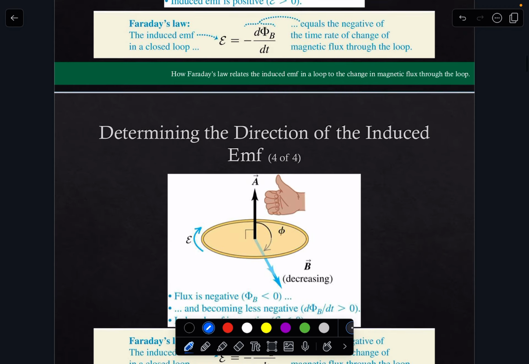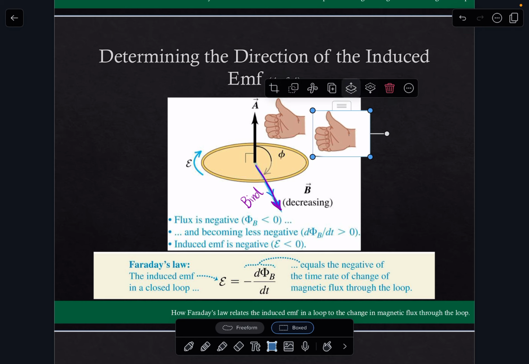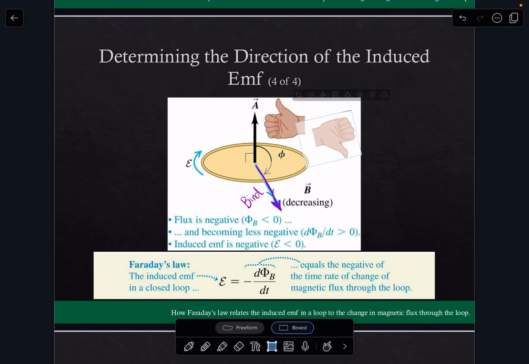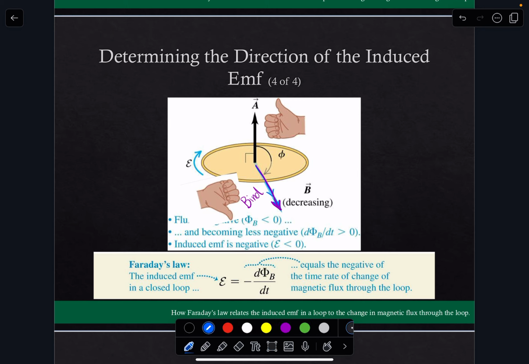And then finally, B is pointing down. It's also decreasing, so we don't want it to decrease anymore. We want to add an induced field to bring that decrease back under control. Our B induced will be that direction. And so we need to use our right-hand rule on B induced, which gives us an EMF in the clockwise direction, right? Clockwise.